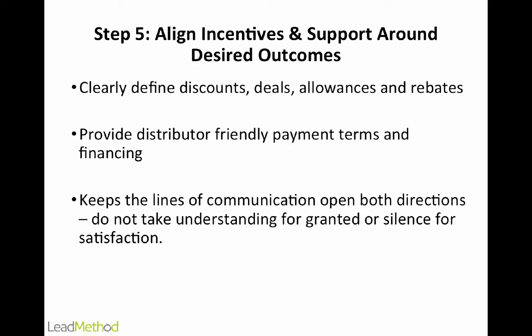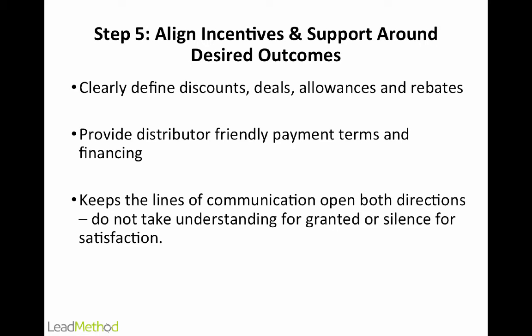The last step here is around aligning incentives and support around desired outcomes. And a subtle point, but a super important one, as you think about what you're doing to incent your distributor network: the discounts, the deals, the allowances, the rebates, how you're helping them or not with things like payment terms and financing. So it's critically important to keep the lines of communication open in both directions. Just because you're not hearing anything back doesn't mean that everything's okay. And you have to get directly engaged.